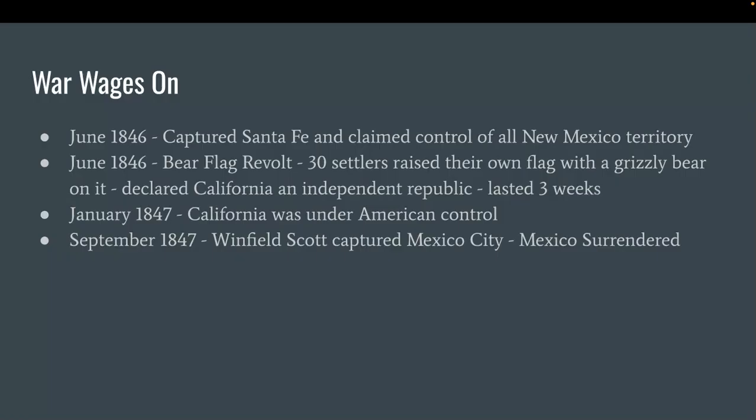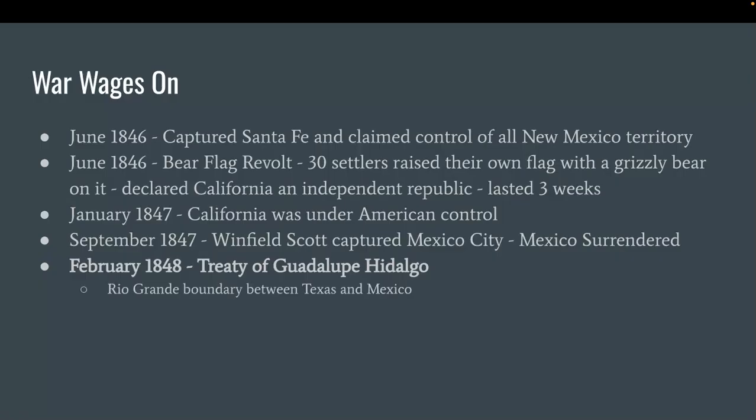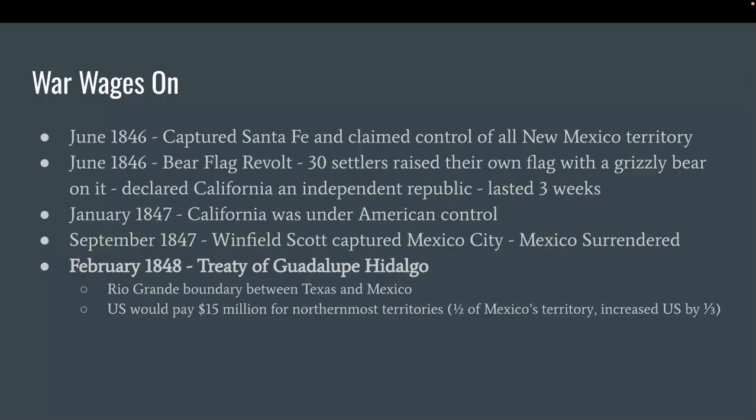And when this happens, Mexico surrenders. In February 1848, the Treaty of Guadalupe Hidalgo is signed between the United States and Mexico. And it does a few different things. First of all, it establishes the Rio Grande as the boundary between Texas and Mexico, which is what the United States always claimed and wanted.